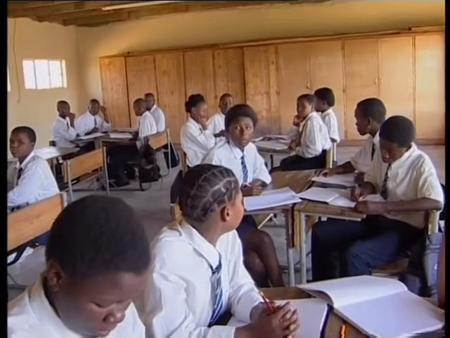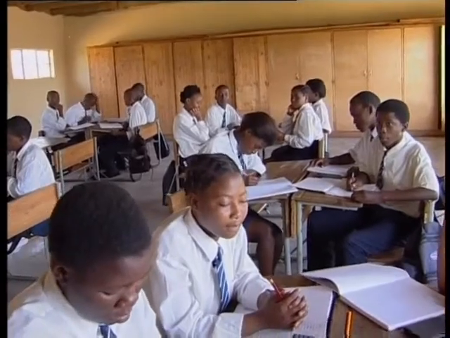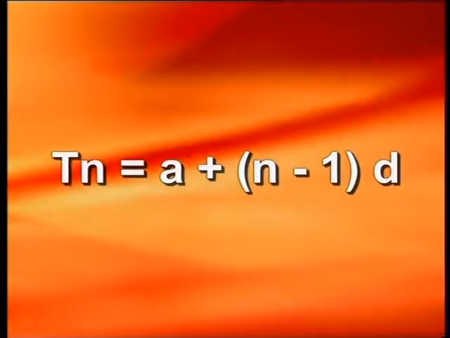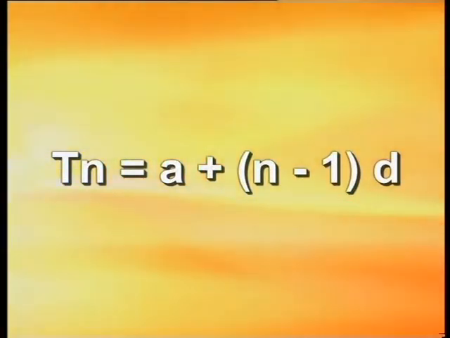Next, learners use the general formula for an arithmetic sequence to determine the eighth term. Term n is equal to a plus, open the brackets, n minus 1, times d. In this formula, a represents the first term, n is the number of terms, and d is the common difference. After substituting the numbers, the answer is 23.